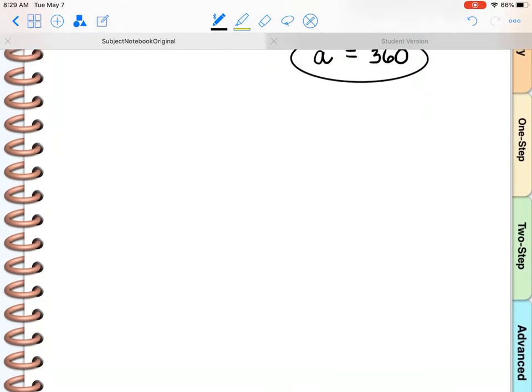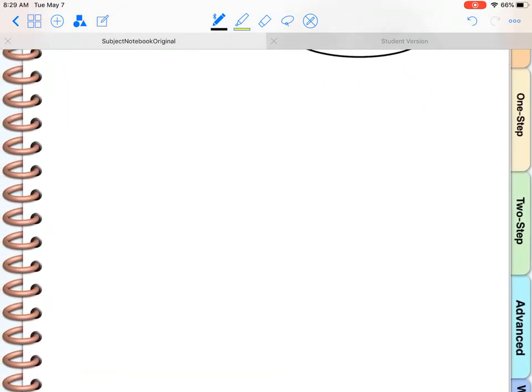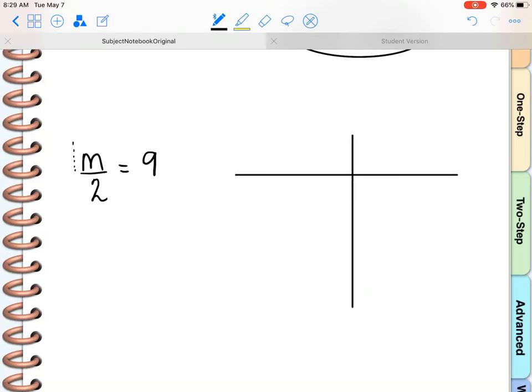Okay, here's another one. Just slide the screen up. And let's do m divided by 2. M divided by 2 equals 9. So let's put the ghost 1 in there. Put the 1 in, you can take the 1 away. It can come and go as you need it to. And then when I write this in the frame, I'm going to say 1/2 m, and then the constant is 9.